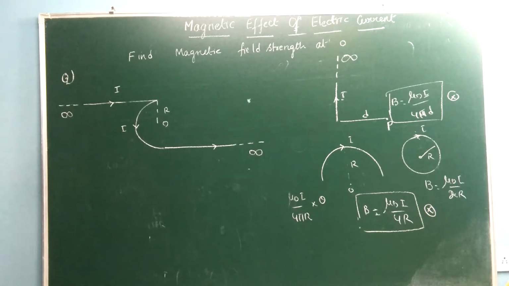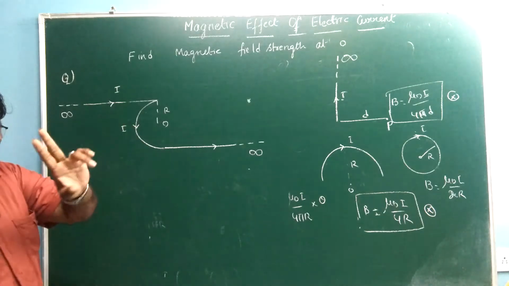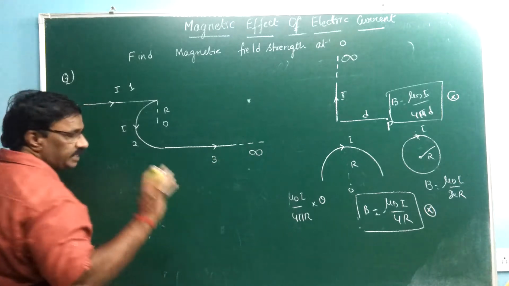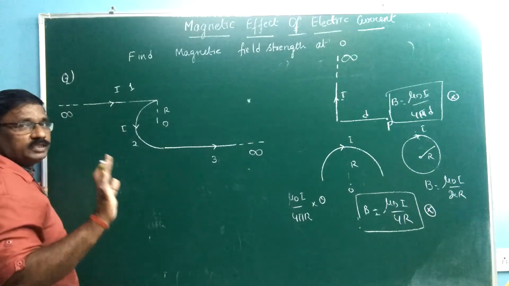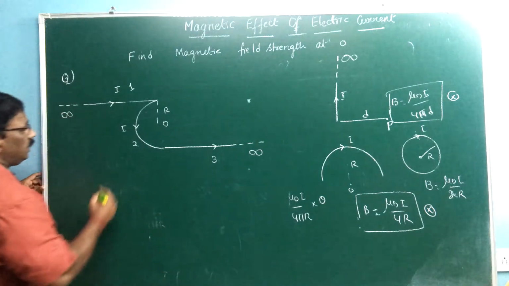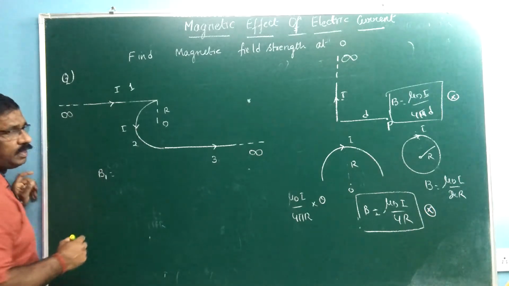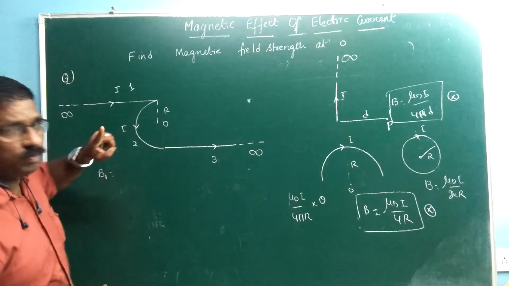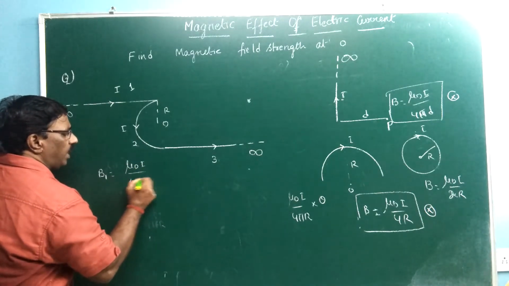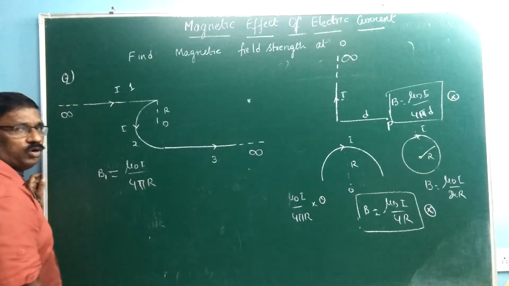So coming to the next question, the same model but with a small change. Again here also we have 3 conductors. This is 1, this is 2 and this is 3. Let us calculate individually for each conductor the magnetic field developed at point O and then add vectorially. For the first conductor, since it is a semi-infinite wire, we know the formula, B1 is mu naught I by 4 pi r. Repeating once again, for a straight conductor pi will come, for a circular coil pi won't come.